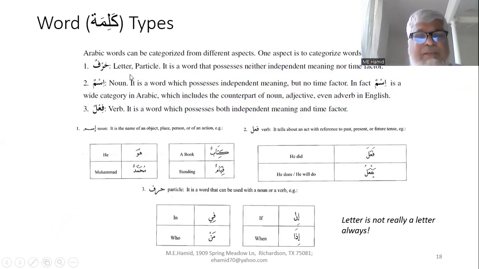In English, harf is translated as "letter", but it really doesn't mean a letter. It looks like a word, but it's not a word. Words like fee, inna, in, if, iza, when, man, who, are all harf, even though they are not one-letter words. They are two or three letters, which make a word, but these words have no independent meaning. We call them harf.